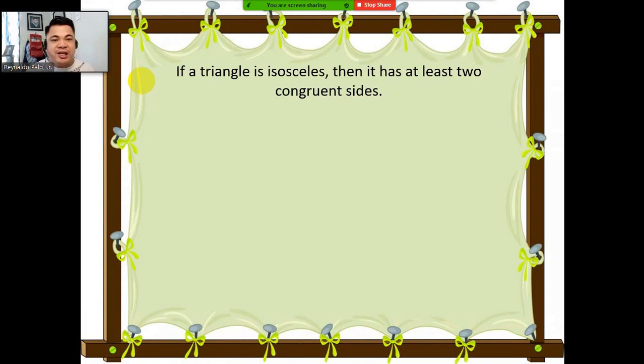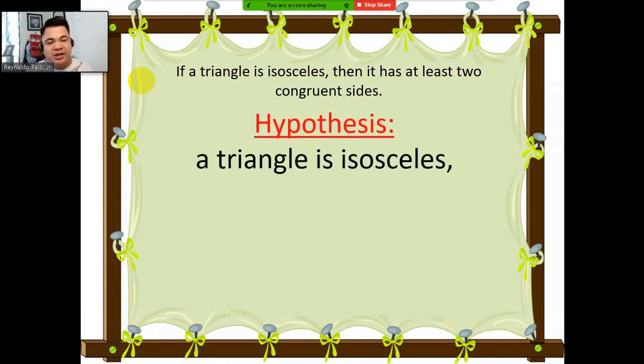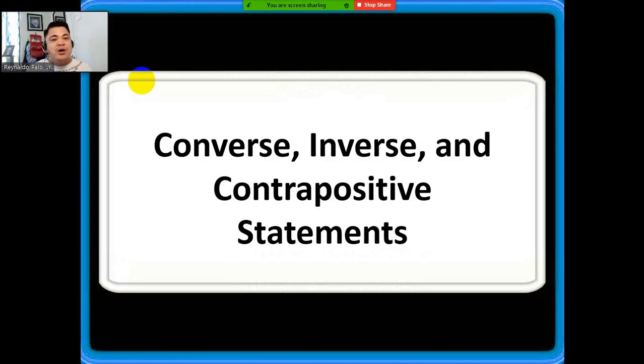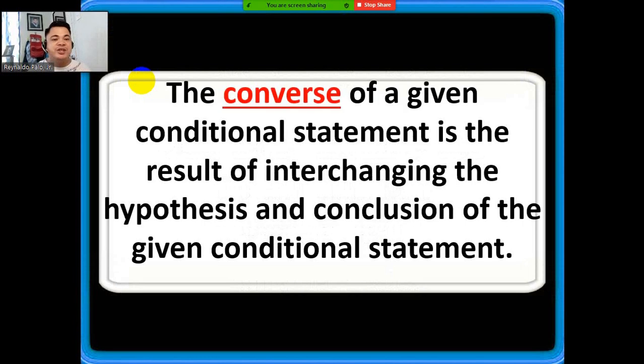If a triangle is isosceles, then it has at least two congruent sides. Okay, remember to remove if for the hypothesis, remove then for the conclusion. The hypothesis is a triangle is isosceles, and for the conclusion, it has at least two congruent sides. Now, we're done with the conditional statement. Now, we are going to convert the conditional statement to the converse statement, inverse statement, and contrapositive statement. So what's the difference between the three? Let's start first with the converse.